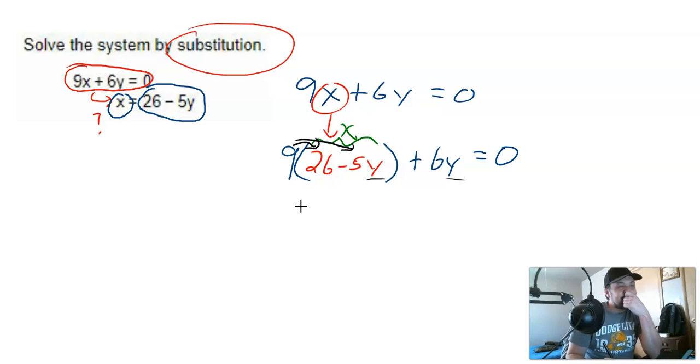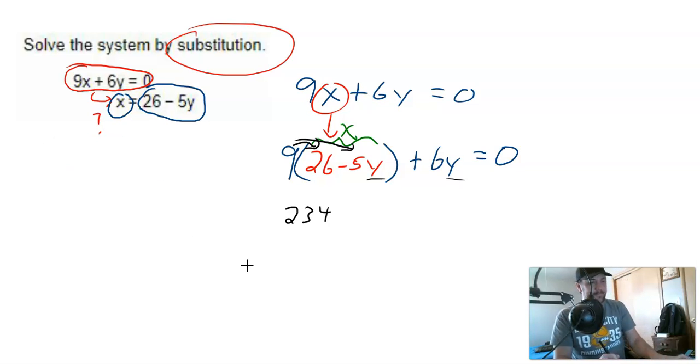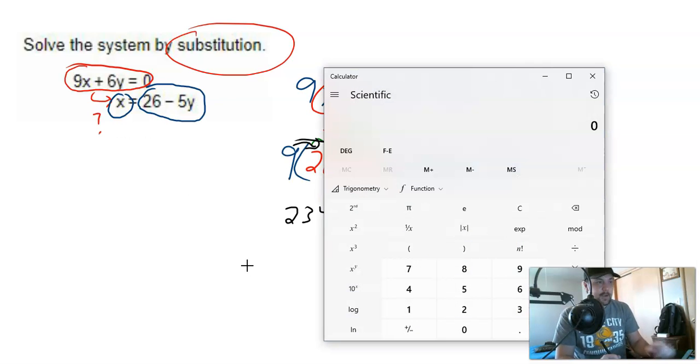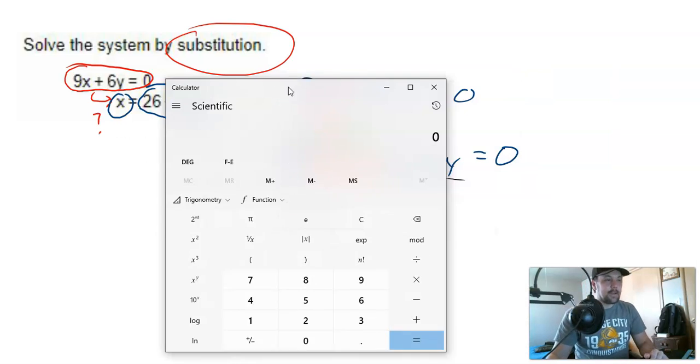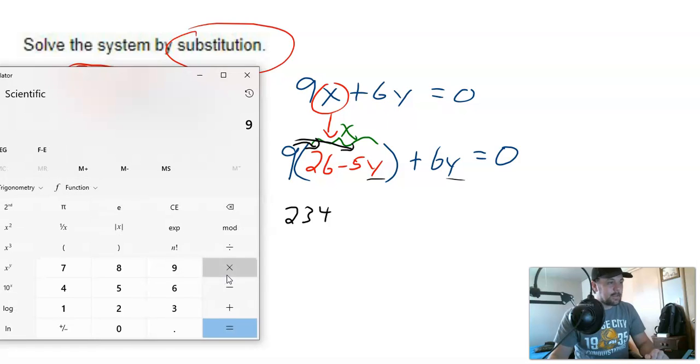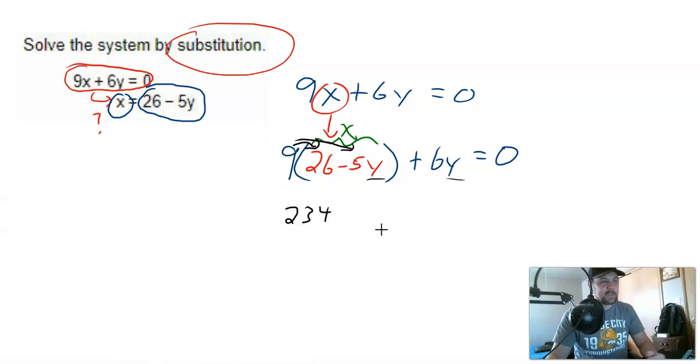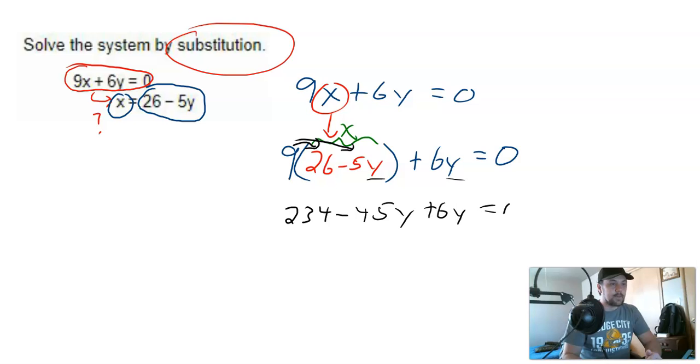Let's see, can I figure this out without a calculator? It's going to be 180 plus 54, so 234 is what I'm coming up with, but I don't trust myself. So I'm going to go ahead and use a calculator. Let's do this calculation real quick. We're going to have 9 times 26, 234. I've got to learn to trust myself a little bit better. All right, minus 45y, that's an easy one, 9 times 5 is 45. And then this copies down, plus 6y equals 0.